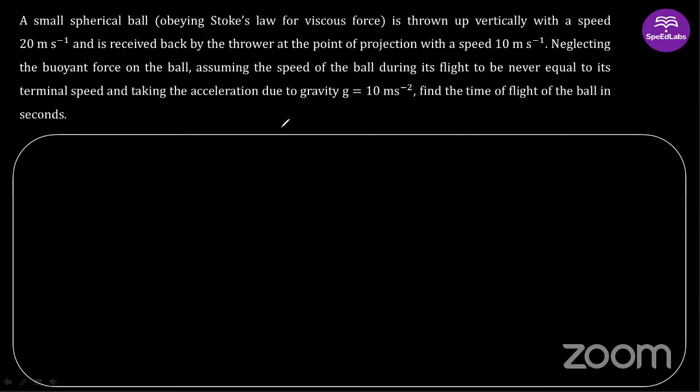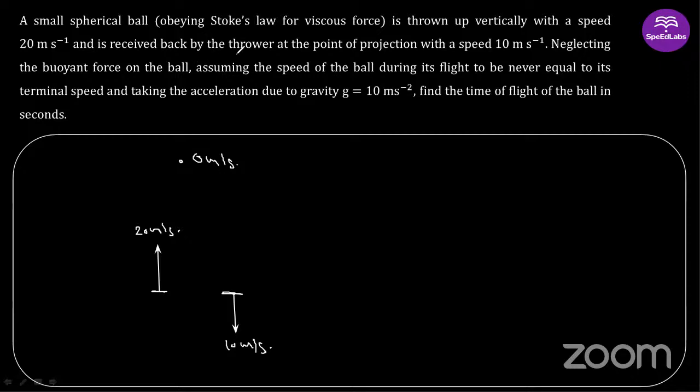So see, the ball goes up to a maximum point, then it falls back to the same point. So what is the speed? Some things are given: initially it was thrown with 20 meter per second upward speed. At the topmost point, speed has to be 0 meter per second, and when it is coming back, the speed is 10 meter per second.